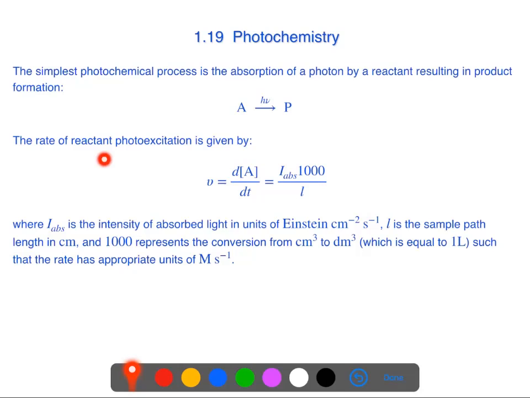Now, the rate of reactant photoexcitation can be given by the following expression, where I abs represents the intensity of absorbed light in the units of Einstein per centimeter squared per second. 1,000 represents a conversion factor from centimeters cubed to decimeters cubed. And this is all divided by the sample path length, which is in centimeters. Carrying out this conversion is going to equate our rate to the units molar per second.